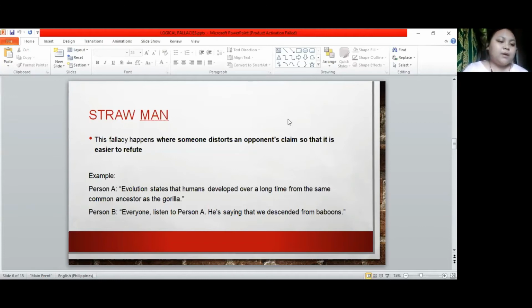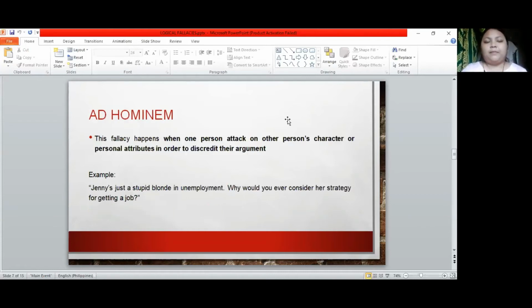So another fallacy is ad hominem. This fallacy happens when one person attacks another person's character or personal attributes in order to discredit their argument. All right. So I believe this is the most common logical fallacy, or most used fallacy of all times, ad hominem. So we have an example here. Jenny is just a stupid blonde in unemployment.